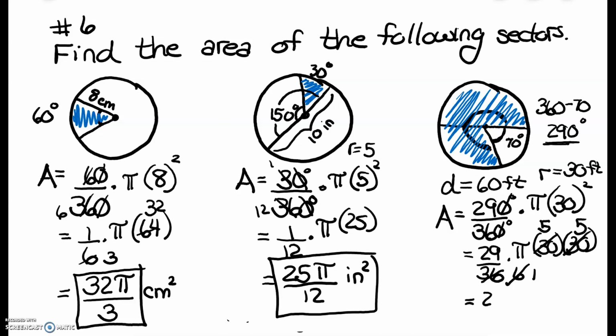So really what I'm down to is 29 times 25 times pi. And if I plug this in a calculator, 625 and another 4 is 100, I get 725 pi. And since they gave me a diameter of 60 feet, the units will be feet squared. All right, so these are really close examples to the problems you have on your homework.